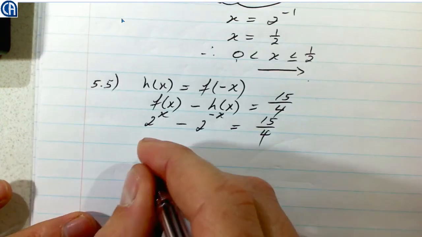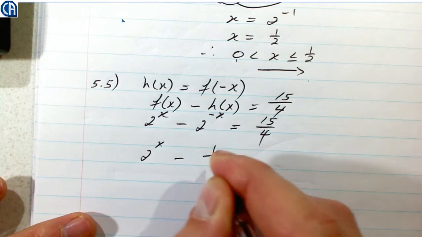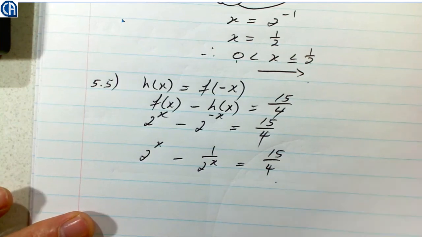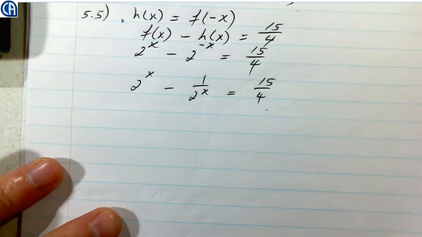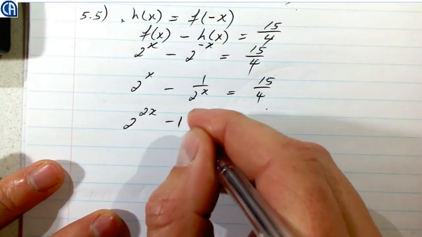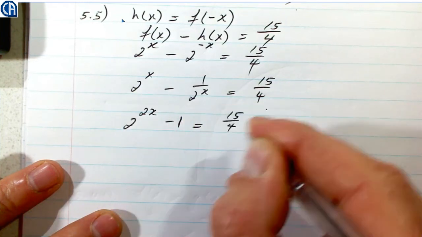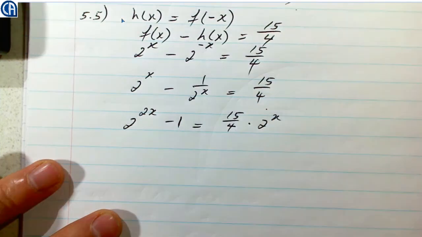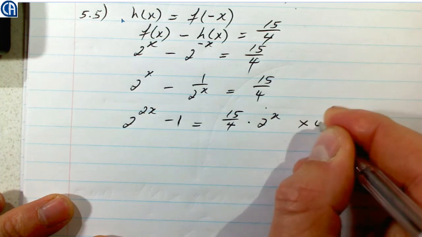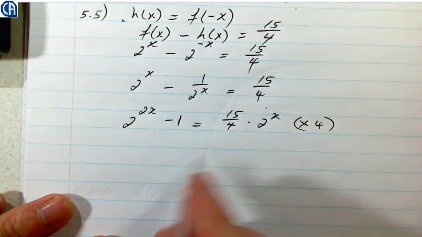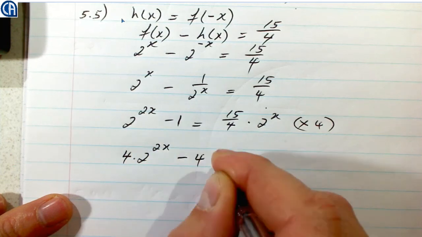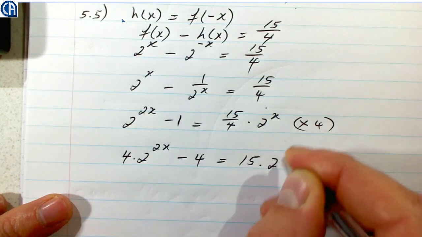So that becomes 2 to the x minus 1 over 2 to the x is equal to 15 over 4. Multiply by 2 to the x, so that will become 2 to the 2x minus 1 is equal to 15 over 4 times 2 to the x. Bring that across, multiply by 4 to get rid of this denominator. So that would be 4 times 2 to the 2x minus 4 is equal to 15 times 2 to the x.